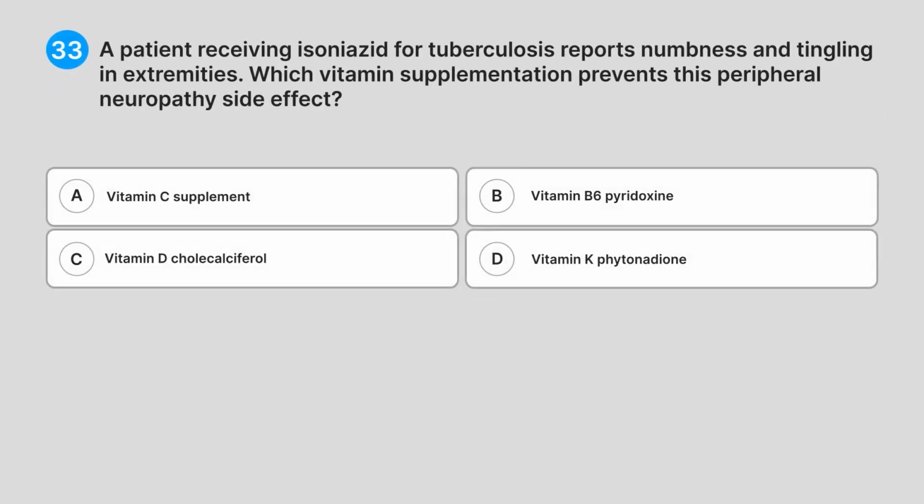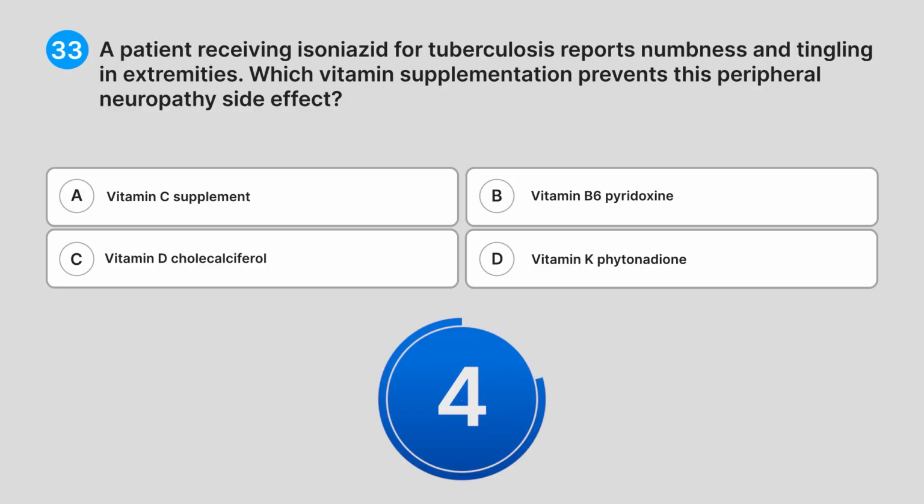33. A patient receiving isoniazid for tuberculosis reports numbness and tingling in extremities. Which vitamin supplementation prevents this peripheral neuropathy side effect? A. Vitamin C supplement. B. Vitamin B6 pyridoxine. C. Vitamin D cholecalciferol. D. Vitamin K phytonadione.